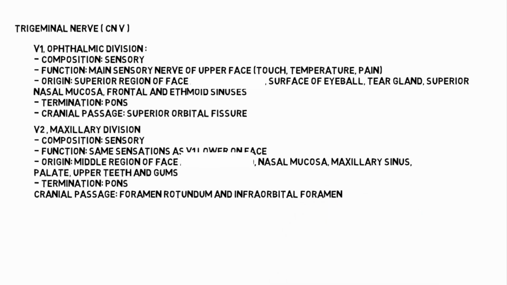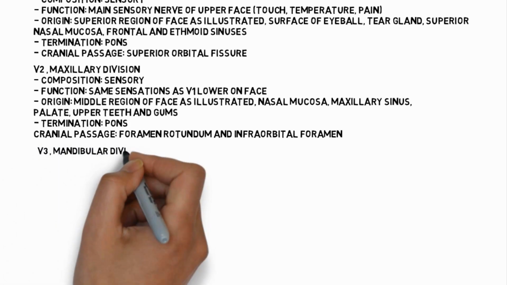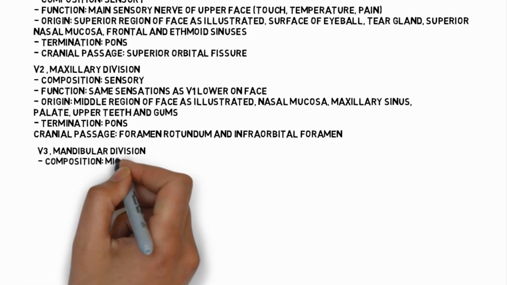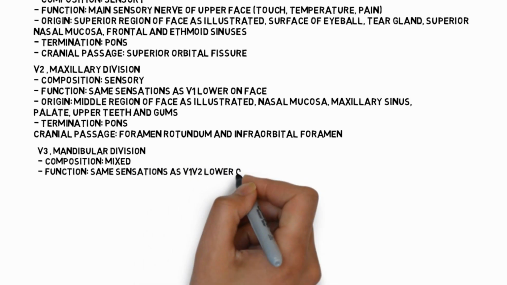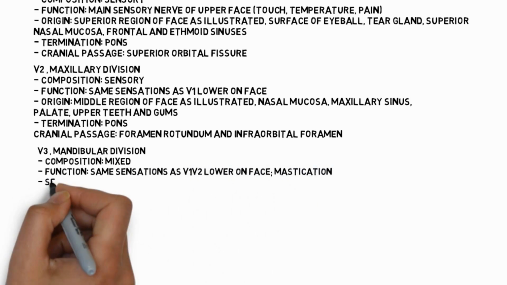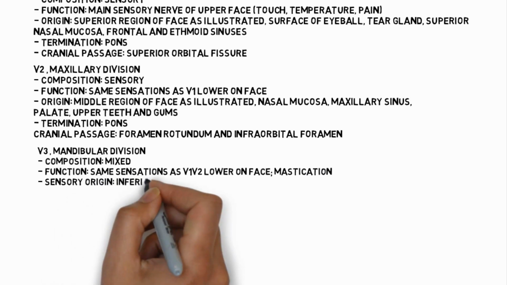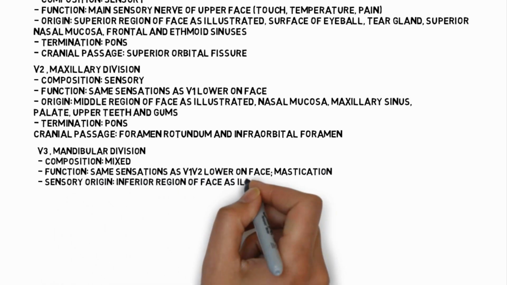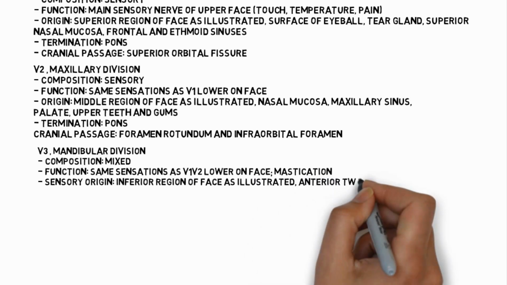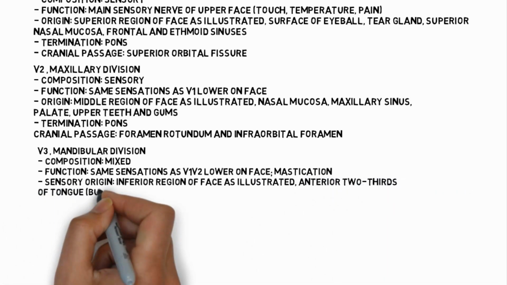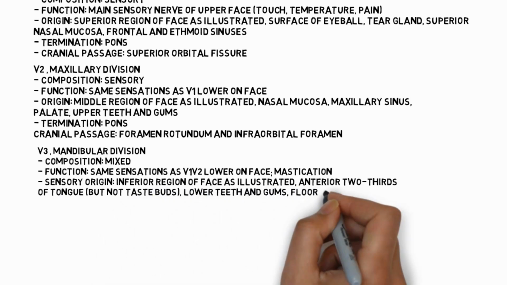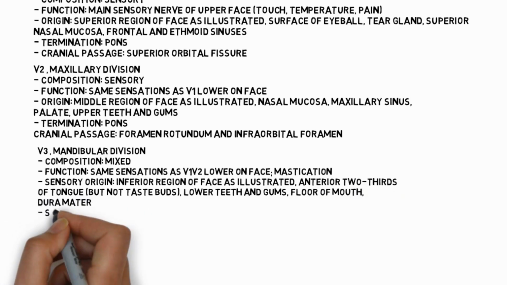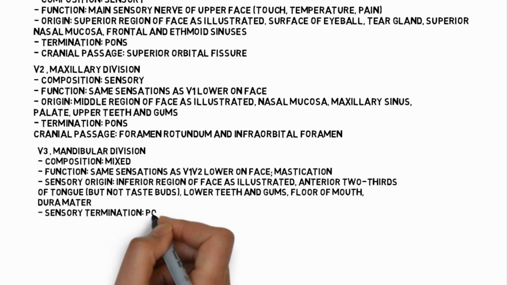Coming to the third and largest division of trigeminal nerve, that is mandibular nerve. It is a mixed nerve, consists of both sensory and motor fibers. Coming to the function, it supplies sensory fibers to lower region of face and supplies motor fibers to muscles of mastication. Sensory origin in inferior region of face from anterior two-third of tongue, tooth, gums, floor of the mouth and dura mater, and terminates in pons.